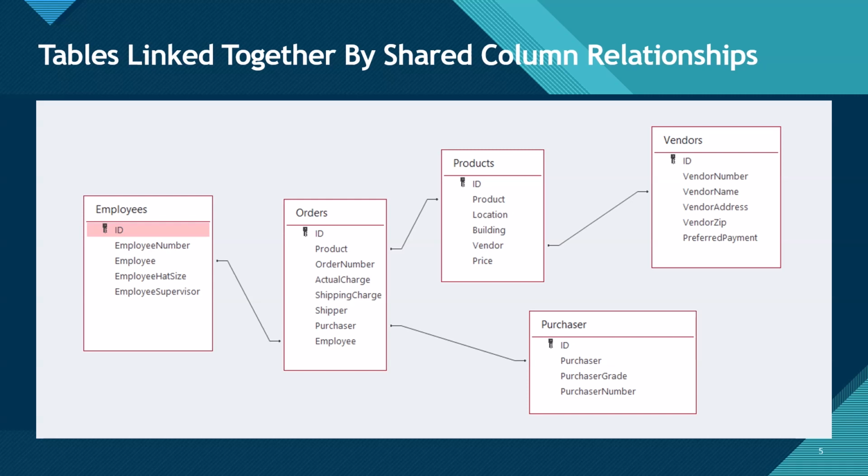But since we're focused on orders, employees will only come in when it's relevant. Products will only come in when they're relevant. Purchasers will only come in when they're relevant. And way off to the side, in a second degree relationship, is vendors. We're going to consult vendors even less. We don't need to know the vendor of the item when we're entering an order, unless we're doing some kind of wholesaling thing.